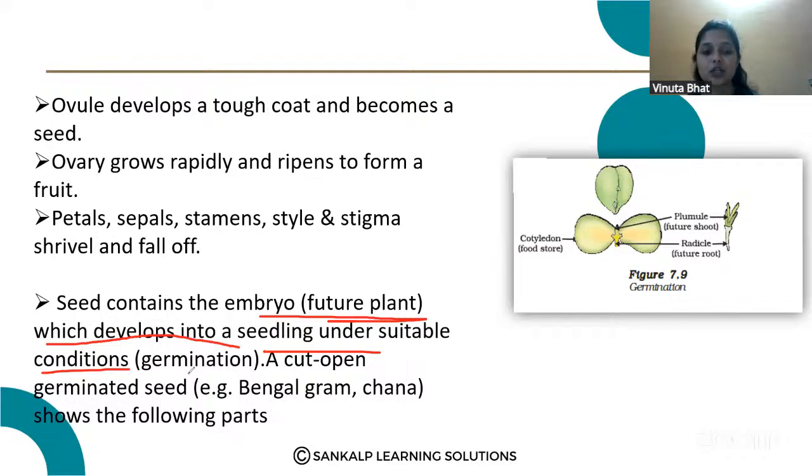So during germination, if you open the seed, you can observe the dicotyledon seed. You can observe the two cotyledons, the plumule and the radicle. So you can observe the different structures in the seed. Like this, the development of the seed takes place after fertilization in plants.